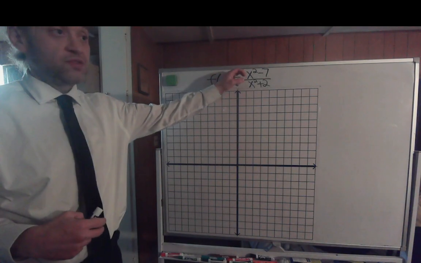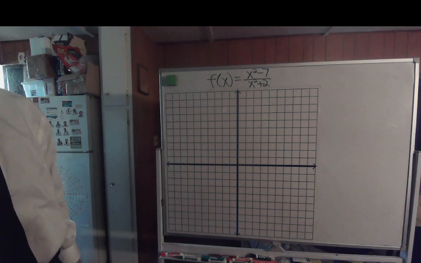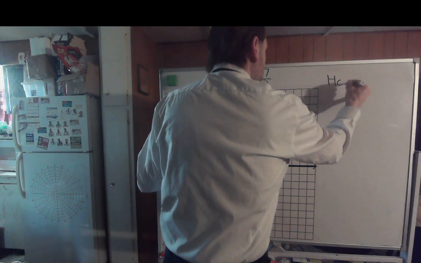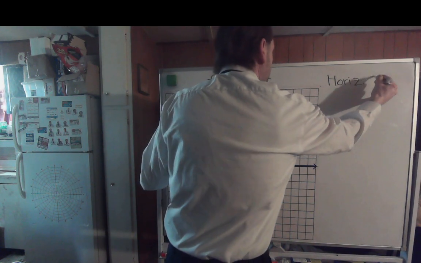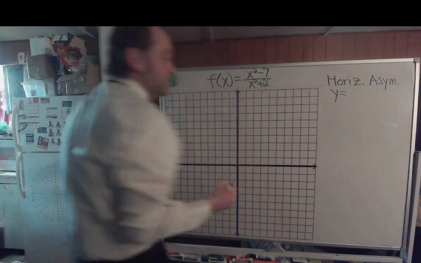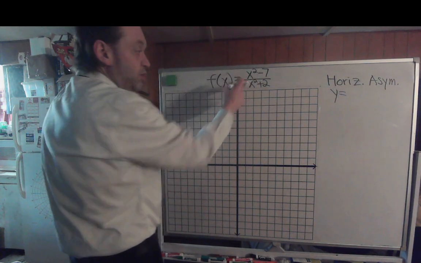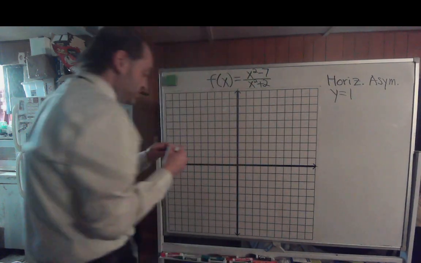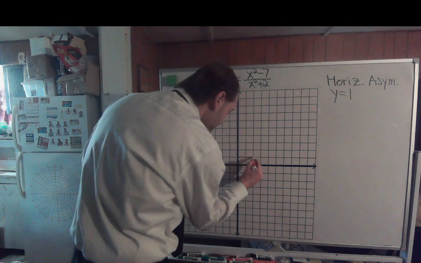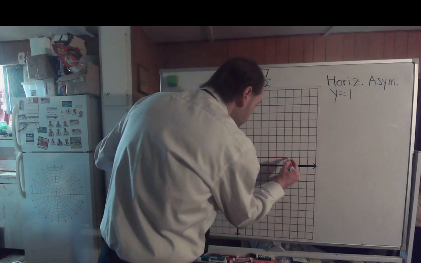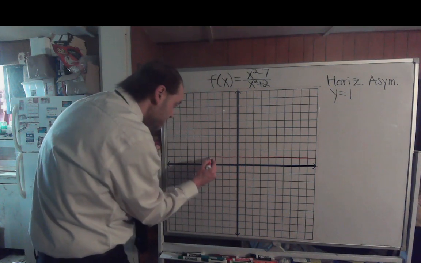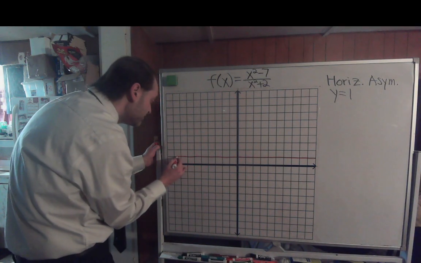Well, both degrees of numerator and denominator are equal to each other. They're both quadratic. So that means you're going to have a horizontal asymptote where the y value is equal to the leading coefficient of the numerator divided by the leading coefficient of the denominator. The leading coefficient of both is 1, so your horizontal asymptote is y equals 1. So we can go ahead and draw that. Let me just draw this carefully here so it's as even as can be.